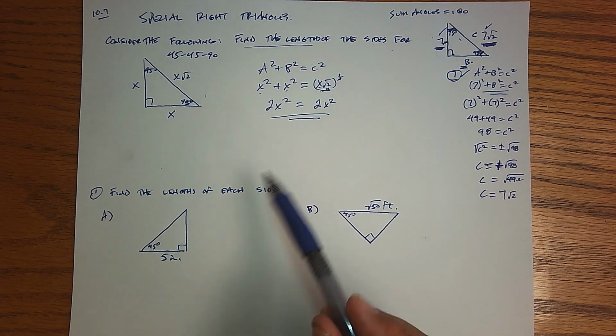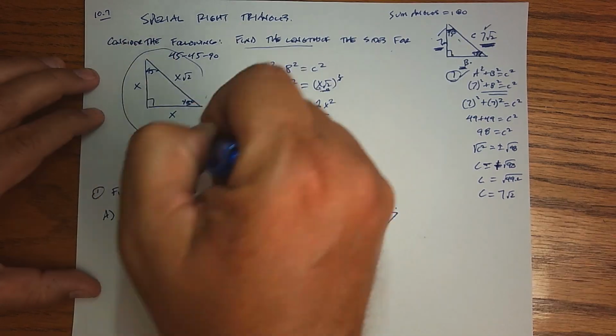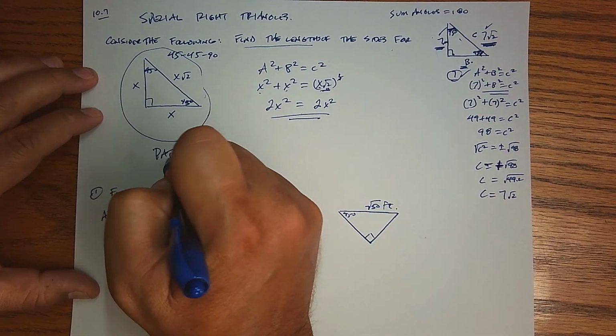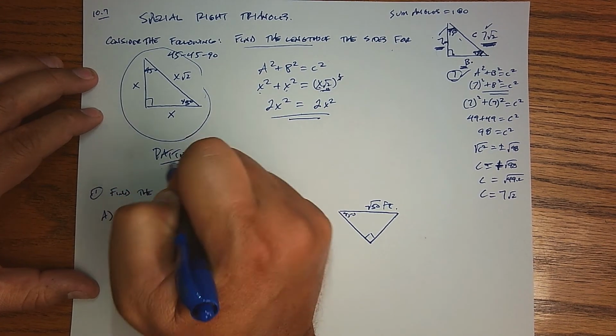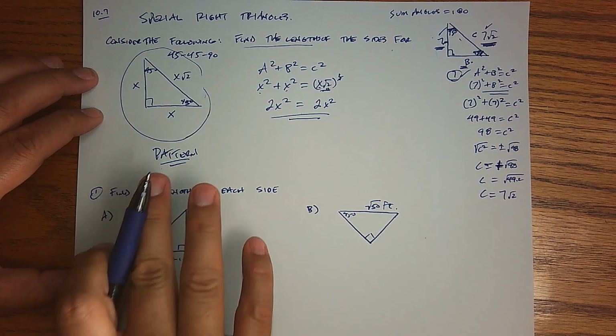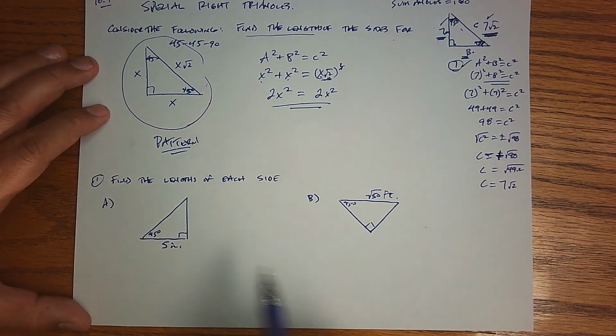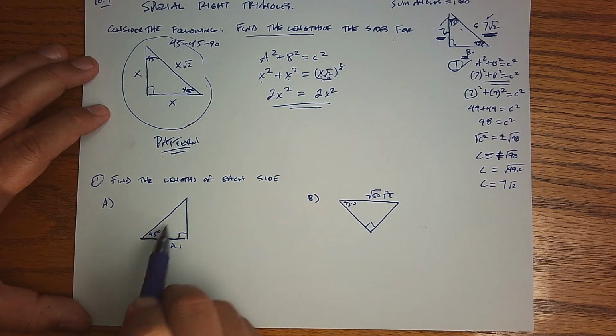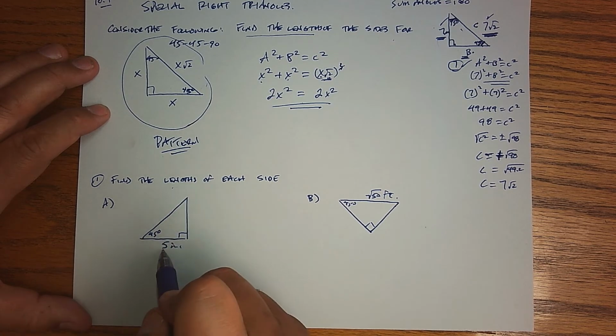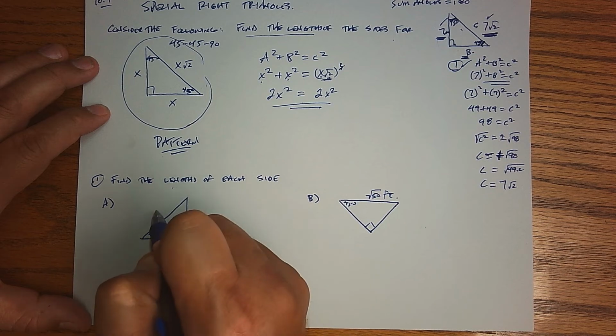That's good news for us because we can just use this pattern. We don't even need the Pythagorean theorem anymore. We just recognize the pattern. So here's what this is going to look like. I'm looking at this triangle and I'm asked to find the lengths of each side. It looks like we're given B. I don't know what A is, and I don't know what C is.